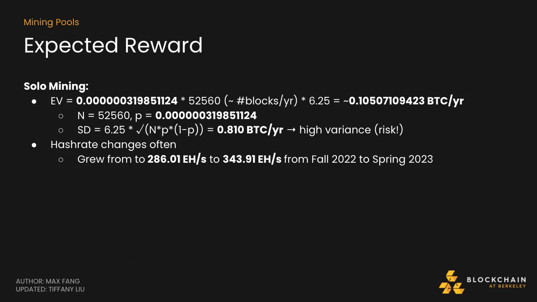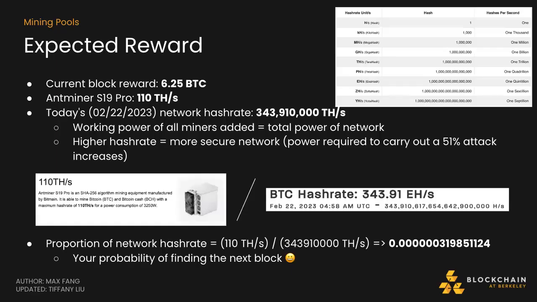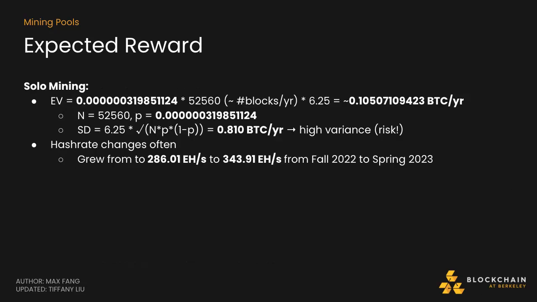And then using the standard deviation formula, you would get 0.81 Bitcoin per year, which is a very high variance, which means that it is very risky for you to be doing solo mining. It's important to note that the hash rate does change pretty often. From last semester, these slides used to say 286 exahashes per second, but now it's 343.91 exahashes per second. Again, with the conversion, that's 1 million times a terahash.